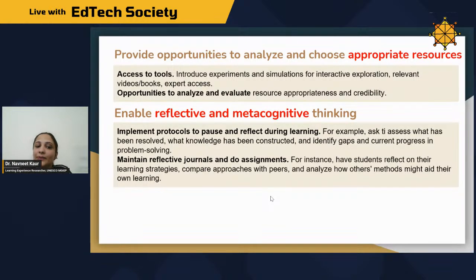Then we need to enable reflective and metacognitive thinking. We need to implement protocols where students pause and reflect during learning. So you can ask learners to assess what has been resolved, what knowledge they have constructed, identify gaps themselves and talk about their current progress. They can also maintain reflective journals and do some reflective assignments that you give. So help them reflect on the learning strategies and maybe compare approaches with peers, analyze how others' methods might help in their own learning and uncertainty management process.